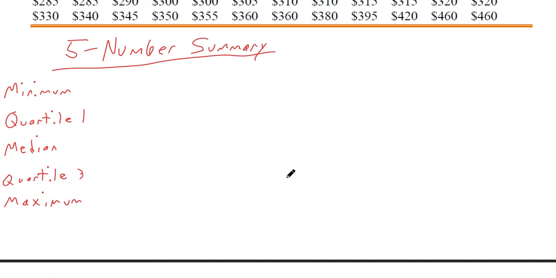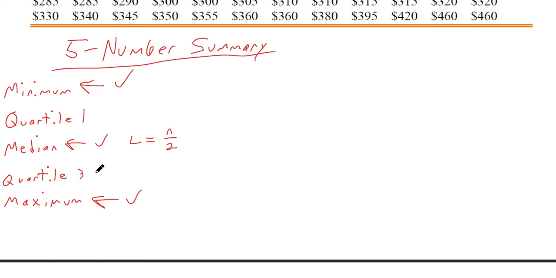3 of these we already should know. We know the minimum, check. We know what the maximum is, check. Those are pretty obvious, the lowest and the highest number respectively. And we know how to find the median, check. We do so using the locator of n divided by 2. The 2 new ones are quartile 1 and quartile 3.